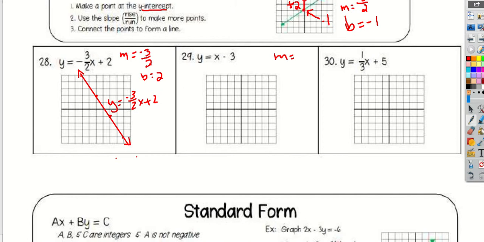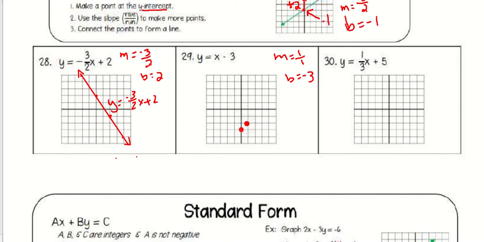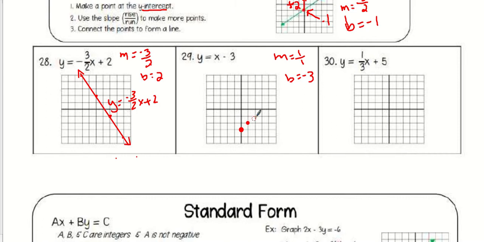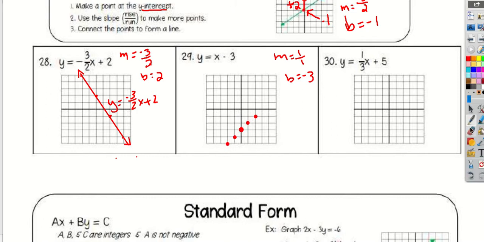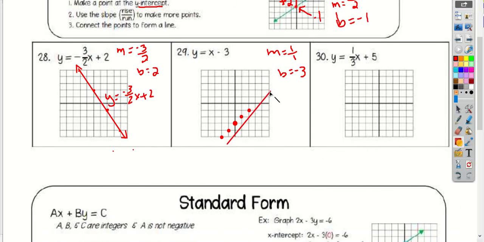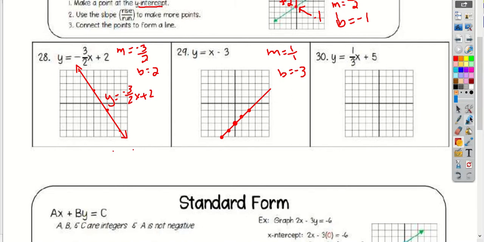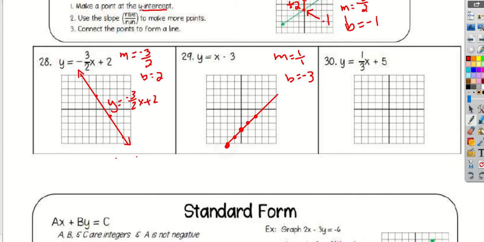So here for 29, the slope is 1, so 1 over 1. The y-intercept is -3. So I'm going to go down 3, put a point, okay? And then I'm going to move up 1 and over 1 and put some more points here, all right? That's all we're doing to graph this line. So up and right, or down and left. And then we can just extend our line to cover here. So this is going to be the slope we're looking for. So these are the droids we're looking for. All right.